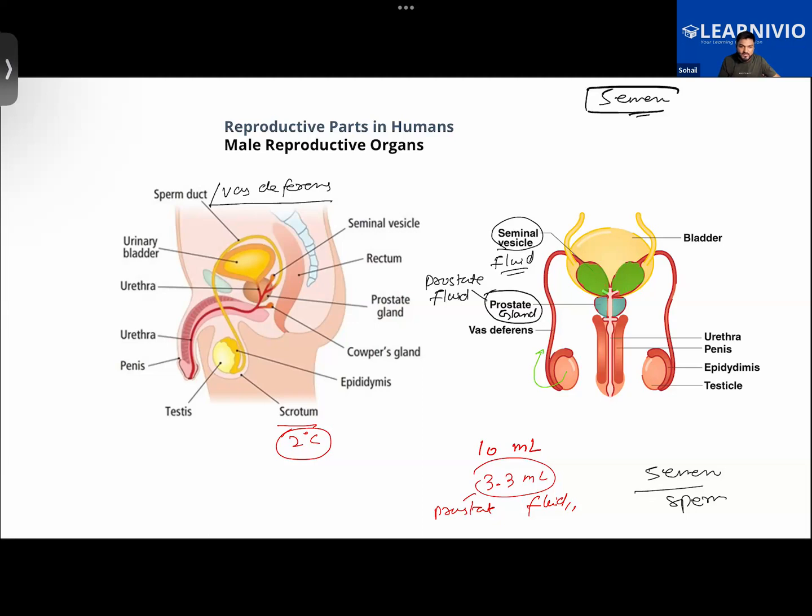Getting it? So just like the testis would be producing sperm, it would also be producing the testosterone.